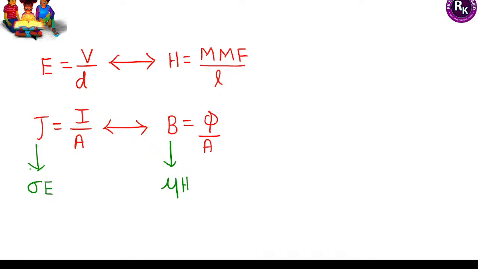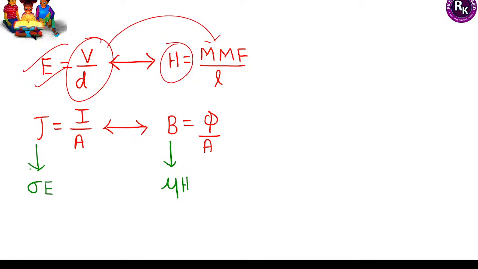Next, if I am talking about electric field intensity in an electric circuit, this will be voltage by length, distance d. Here it can be replaced by the same thing, but in place of voltage you consider MMF, and this becomes your magnetic field intensity. This will be your electric field intensity. Understood? Fine. Next, let us discuss current density. Current density can be defined as I by A, current per unit area. It can also be defined as sigma into E.